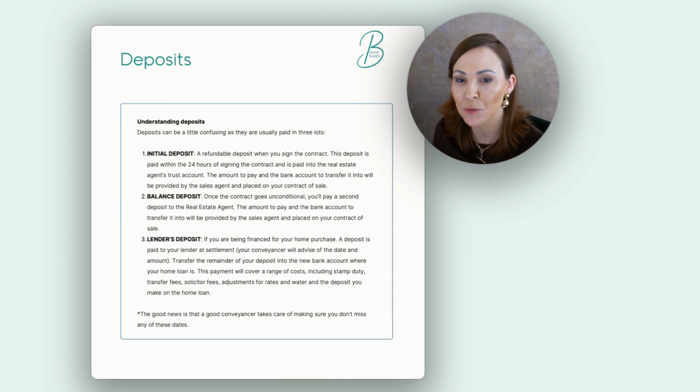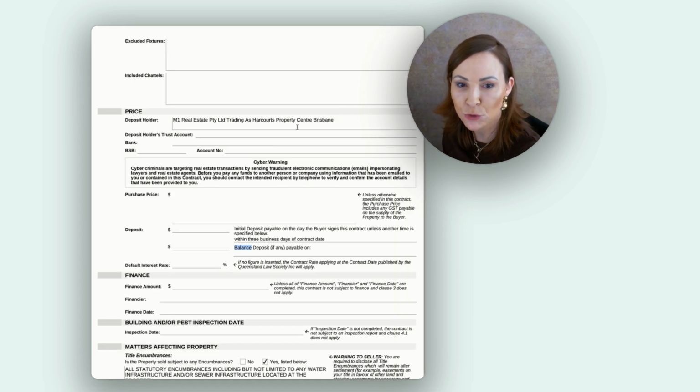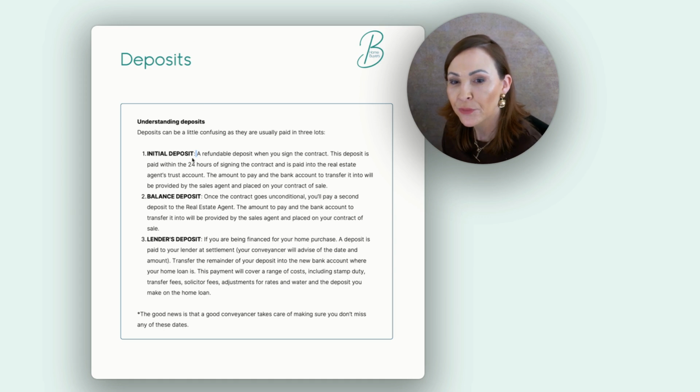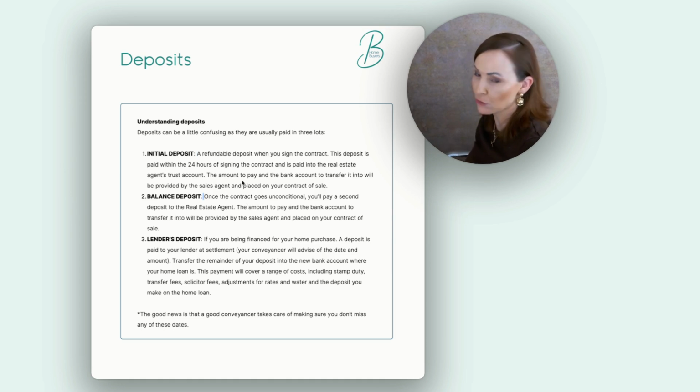So I'll go back to our workbook. The initial deposit is a refundable deposit when you sign the contract. This deposit is paid within 24 hours of signing the contract and it's paid into the real estate agent's trust account. They will let you know what to pay and when and where. And what to pay depends on what has been placed into this area of the contract. Now, the balance deposit, once the contract goes unconditional, you pay a second deposit to the real estate agent.